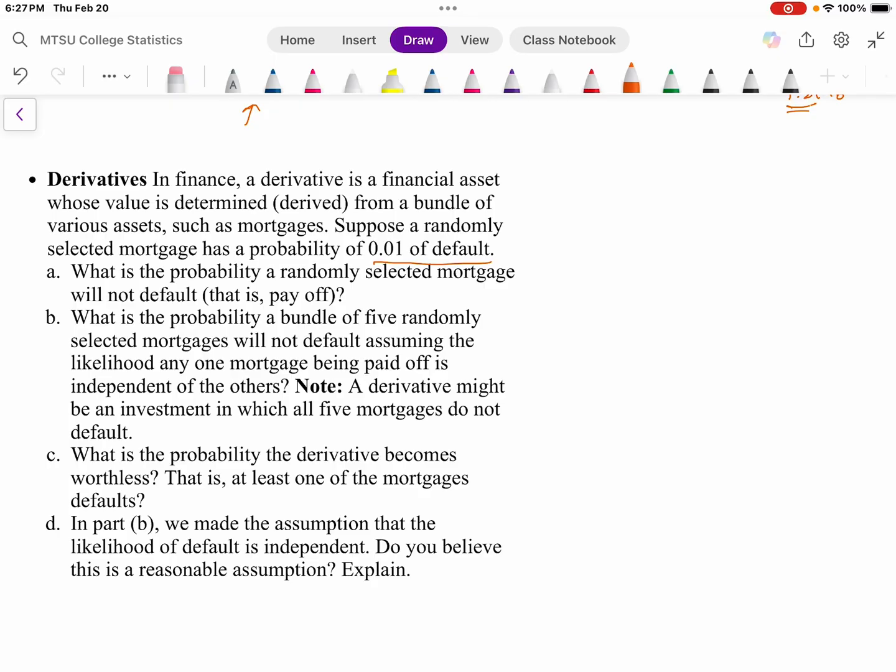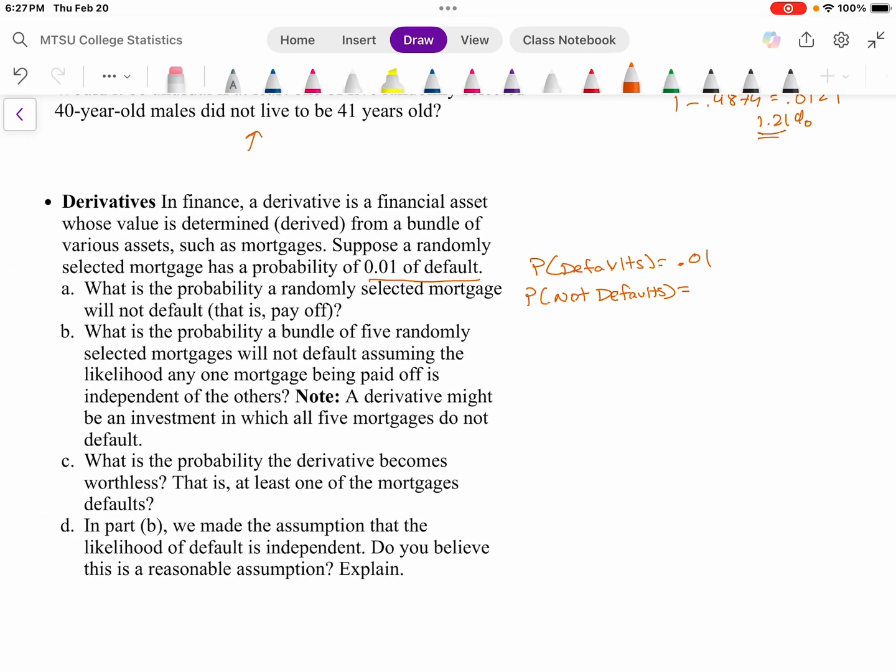Well, if the probability that it defaults is equal to 0.01, then the probability that it does not default is basically the complement. So that would be 1 minus 0.01, which is equal to 0.99. There's a 99% chance it will not, and will therefore pay off.